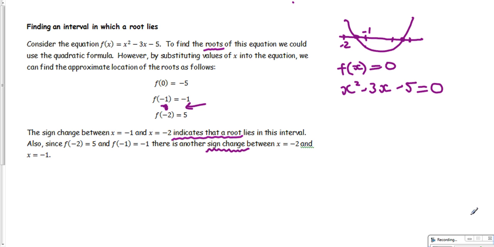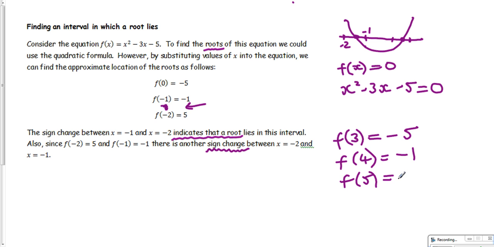Okay, so if you did try a few other values there, you might have tried 1 and 2 and 3. I tried all those values. I got that f of 3 was minus 5. And then I carried on going along the x-axis, and I got that f of 4 is minus 1. And I kept going, trying integer values.